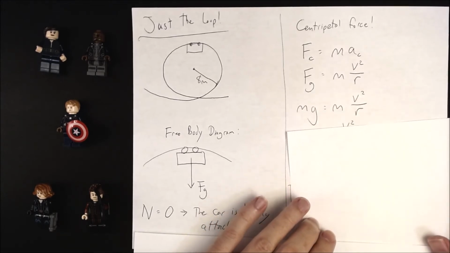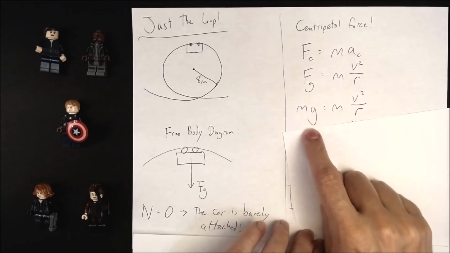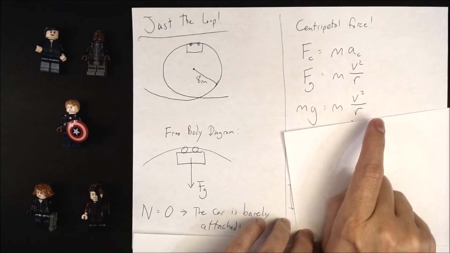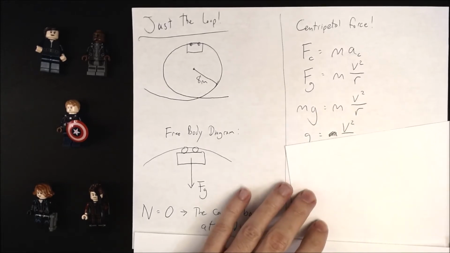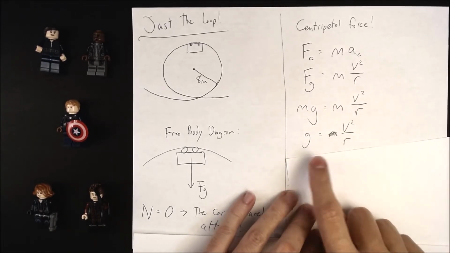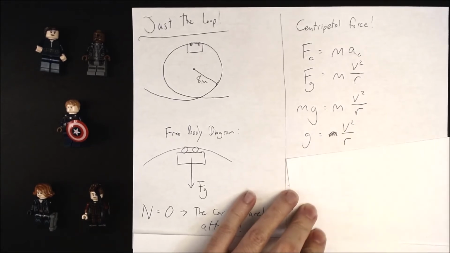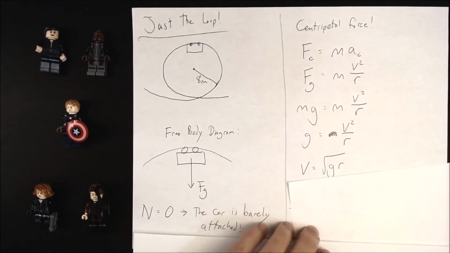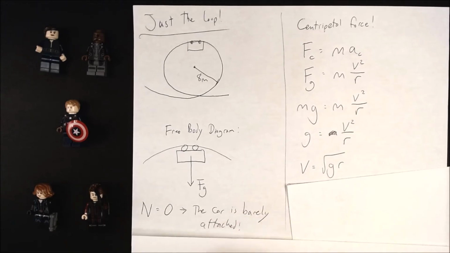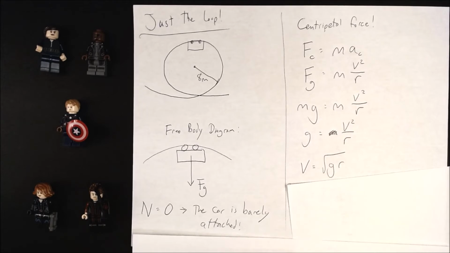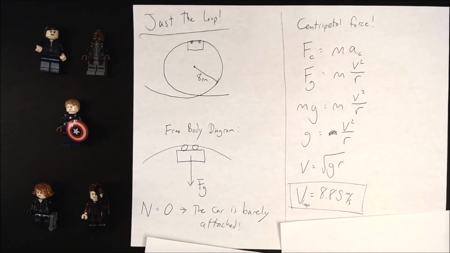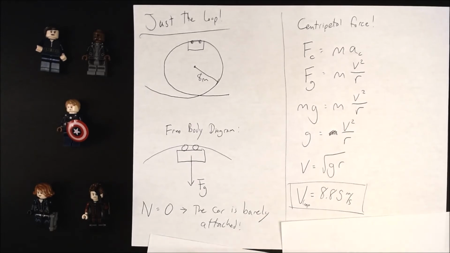The force of gravity is equal to the mass of the object times the acceleration due to gravity. Now what can we do here? Cancel out the masses, and it's just g equals v squared over r. Then we can solve for v, and we get the square root of g times r. That gives us the minimum velocity that we need to get around that loop-de-loop. Now we can plug in the numbers, and we get the minimum velocity of the loop is 8.85 meters per second.